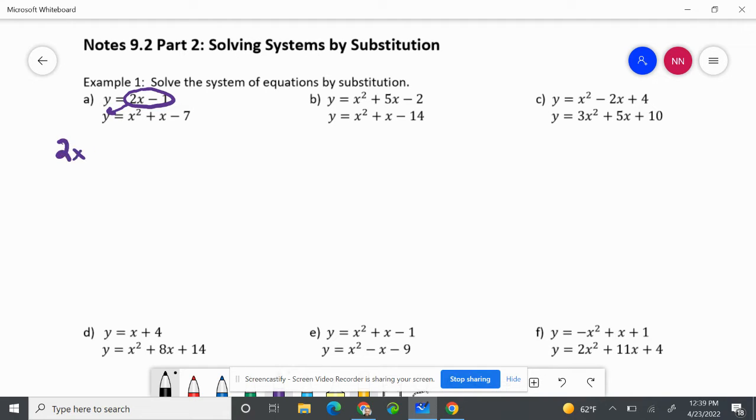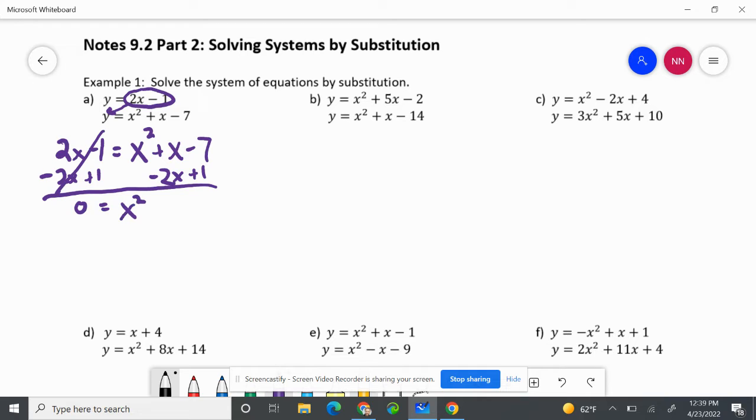This gives me 2x minus 1 equals x squared plus x minus 7. Because it's a quadratic, I want to set it equal to 0, so I'm going to subtract the 2x and add the 1. So I set it equal to 0, I get x squared minus x minus 6.